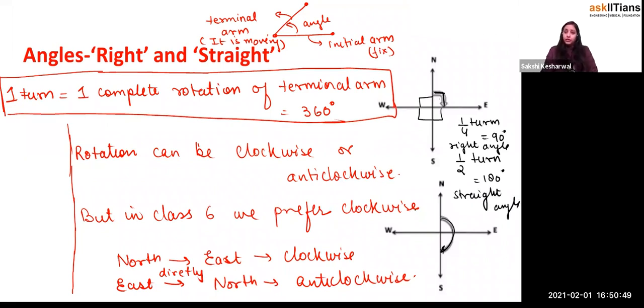So if you move in a right angle, say from 12 to 3, you have moved 90 degrees, right? Then 3 to 6 will again be 90 degrees, right? And then 6 to 9 will again be 90 degrees, and 9 to 12 will again be 90 degrees, right? So this is what we have learned.